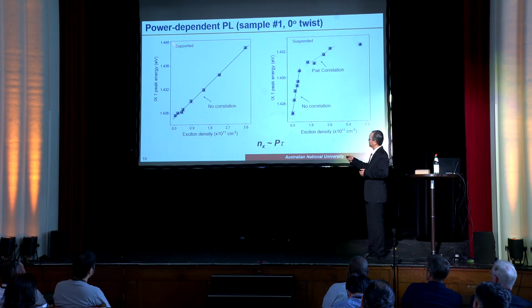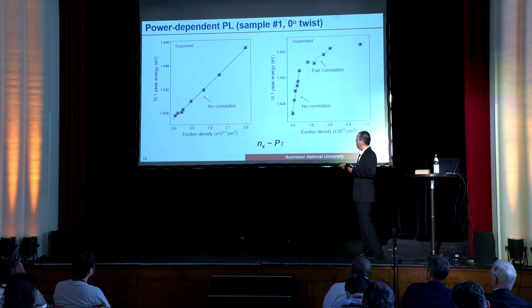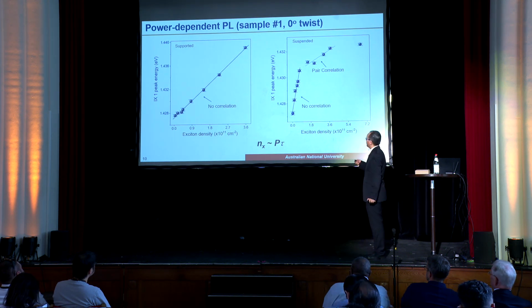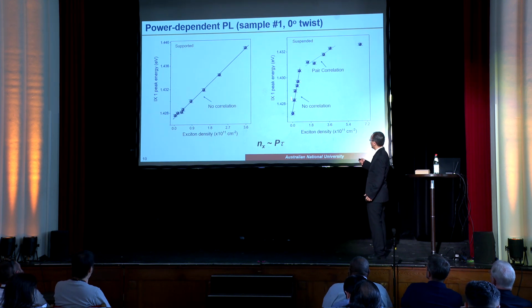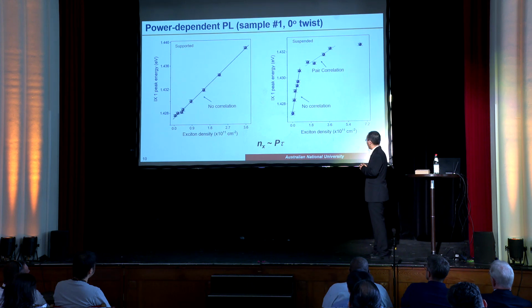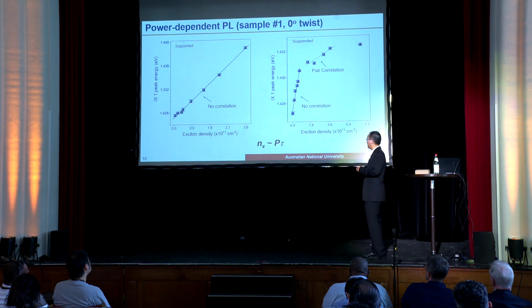From the supported sample, this blue shift can be fitted very well with a model without considering the correlation between the excitons. But from the freestanding sample area, we can clearly see this blue shift shows this kind of nonlinear behavior. At this low energy, low density regime, this part can be fitted with a model without the correlation. But in this area, to model it well, we need to consider the pair correlation between the interlayer exciton states.